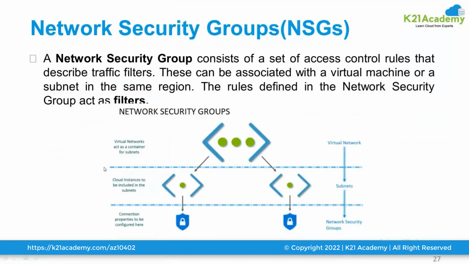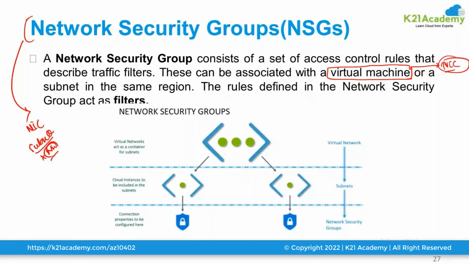What all things can happen if you want to secure your virtual networks, right? There is something called network security group. We have discussed very thoroughly about network security groups. What are they? They consist of a set of access control rules that describe traffic filters, right? These can be associated with virtual machines or subnet in the same region. When we are talking about virtual machine, to which particular resource of virtual machine will this NSG be connected? NIC card. So two places where your NSG can be connected, NIC card and subnet, not on VNet.